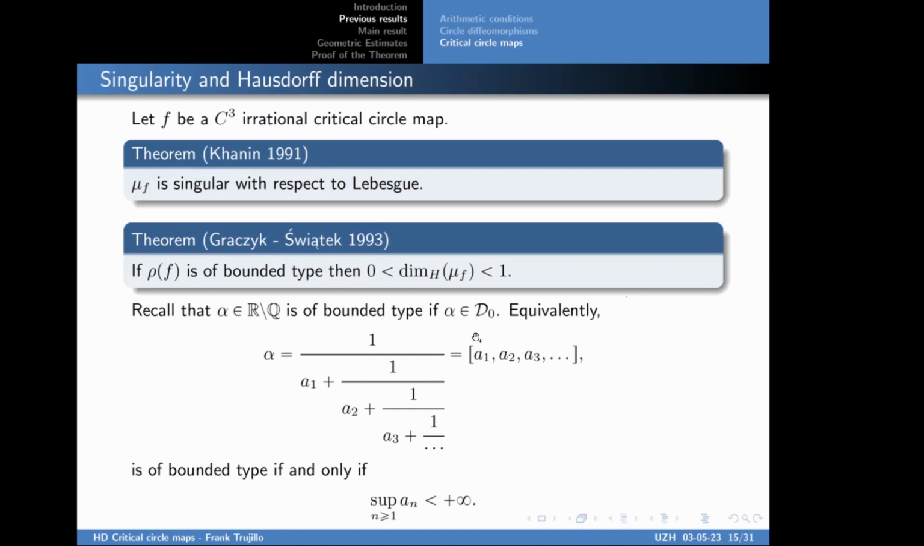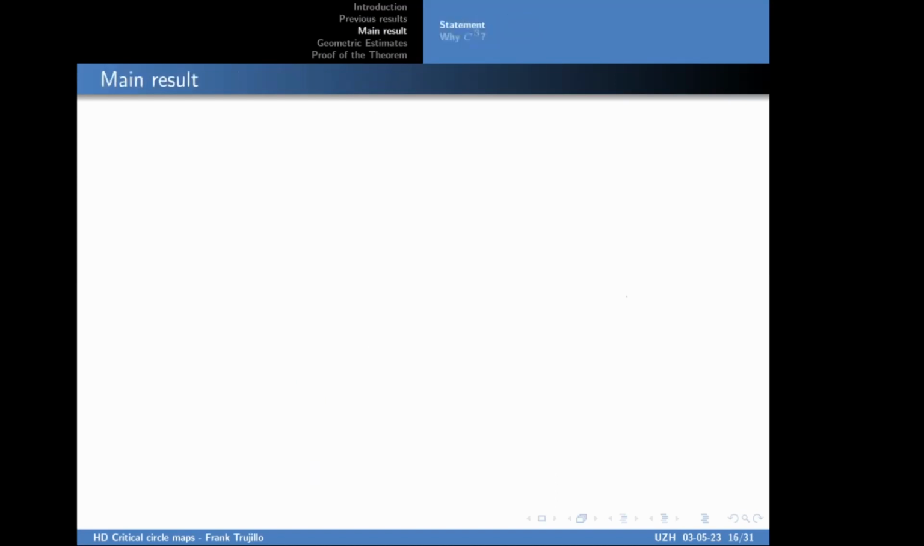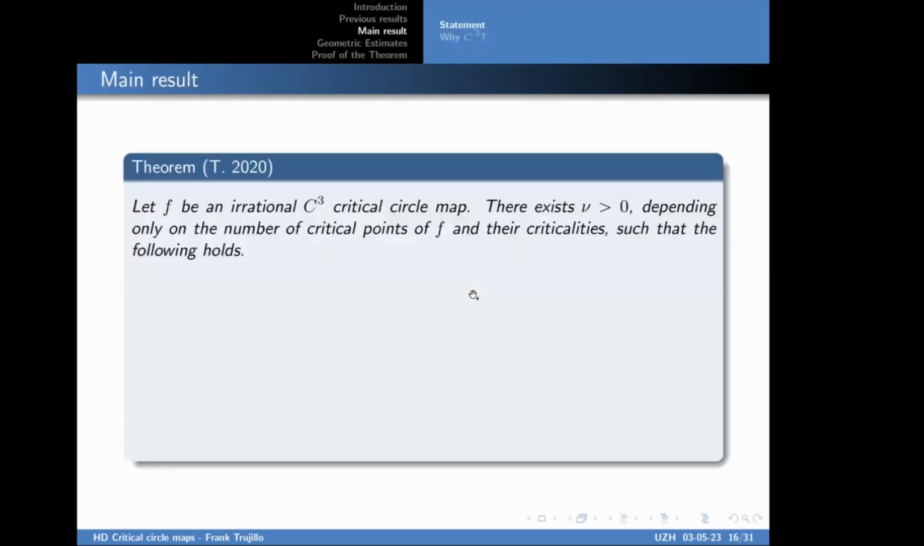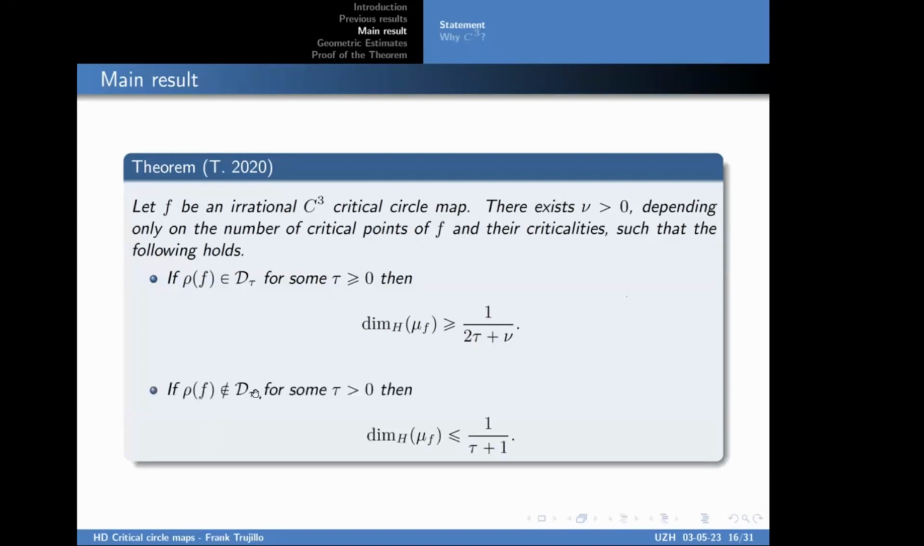And this takes me finally to the statement of the theorem that I wanted to talk to you about today. What can we say in bigger generality? So take an irrational critical circle map. Then I want to study the Hausdorff dimension of its unique invariant measure. And I can say the following. If my rotation number is Diophantine for some exponent tau bigger or equal than 0, then I can bound from below the Hausdorff dimension of its invariant measure using this Diophantine exponent. And on the other hand, if I assume that my rotation number is not Diophantine, then I can bound from above its Hausdorff dimension.